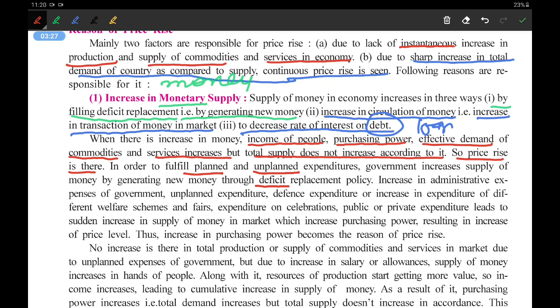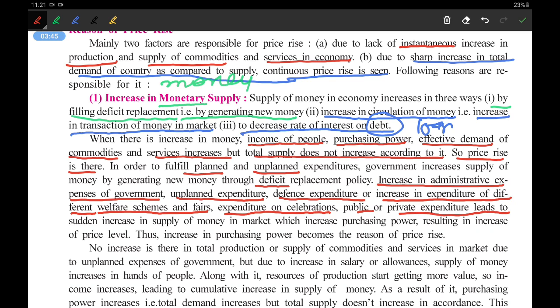Increase in administrative expenses of the government. See, these are some of the reasons. Increasing administrative expenses of the government, unplanned expenditure, defense expenditure, or increase in expenditure on different welfare schemes and fairs, expenditure on celebrations, public or private expenditure leads to sudden increase in supply of money in the market, which increases purchasing power. Due to all these things, more money will be put into the market, market means economy, and due to it, the purchasing power of the people will increase. As the purchasing power increases, what will happen? That results in increasing of price level.